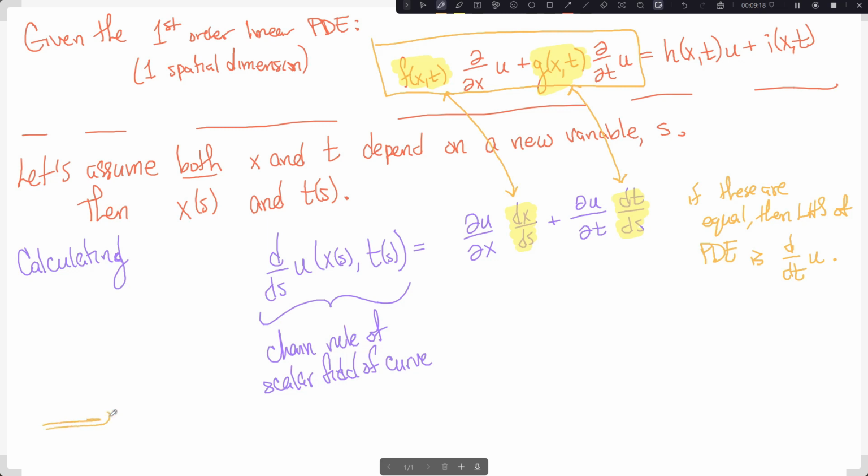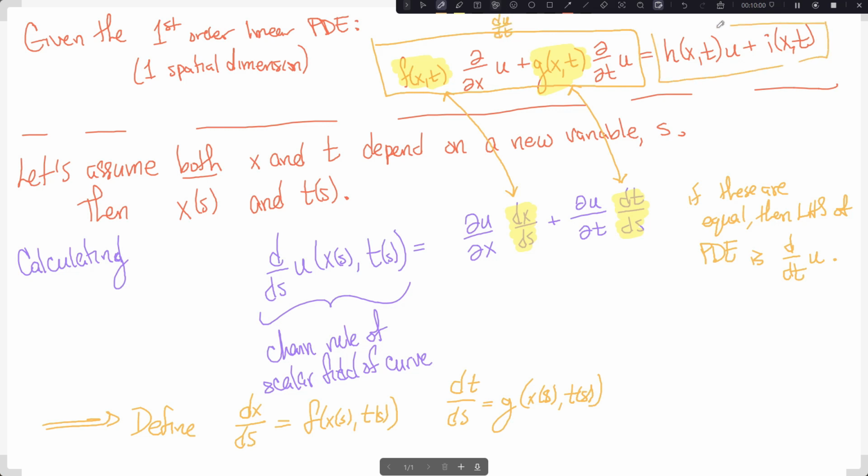So if we make that assumption, I'm going to define that the assumption is true. So I'm going to define that dx/ds equals f, and recall x is a function of s, t is a function of s. I'm going to define that dt/ds is equal to g, which is a function of x of s, t of s. And under that definition, the whole thing in orange at the top of my screen happens to be du/dt.